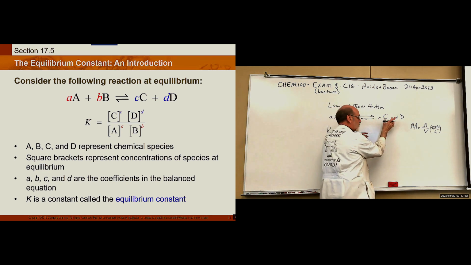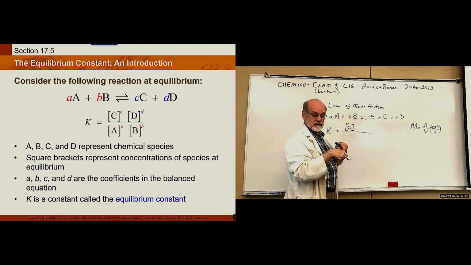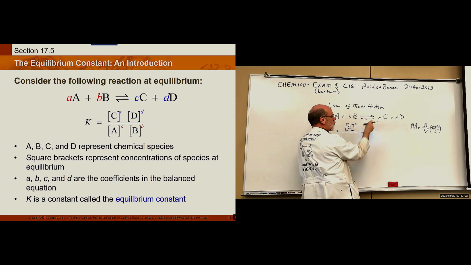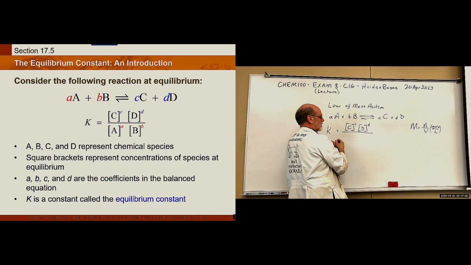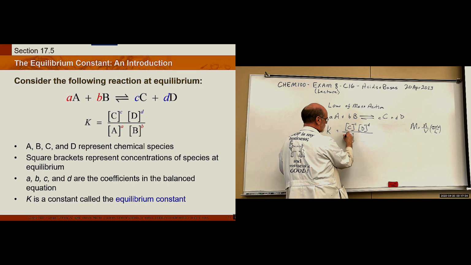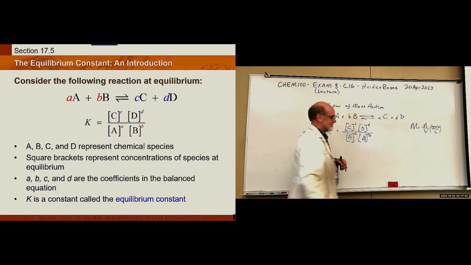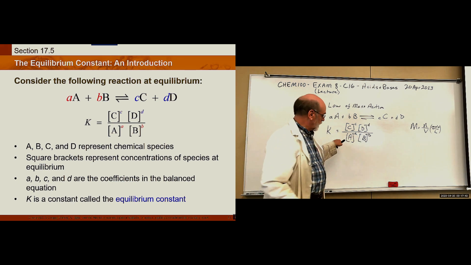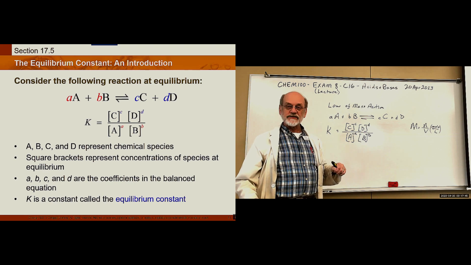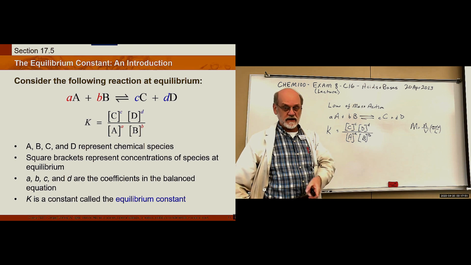So we take the products, the concentration of C at equilibrium, when we don't see any more changes, and raise it to the power of its coefficient, times concentration of D raised to its power. And then we put the reactants in the denominator with their powers. Okay? That's an equilibrium constant. And it's constant for a given temperature. If you change the temperature, then you will change the value of the constant.